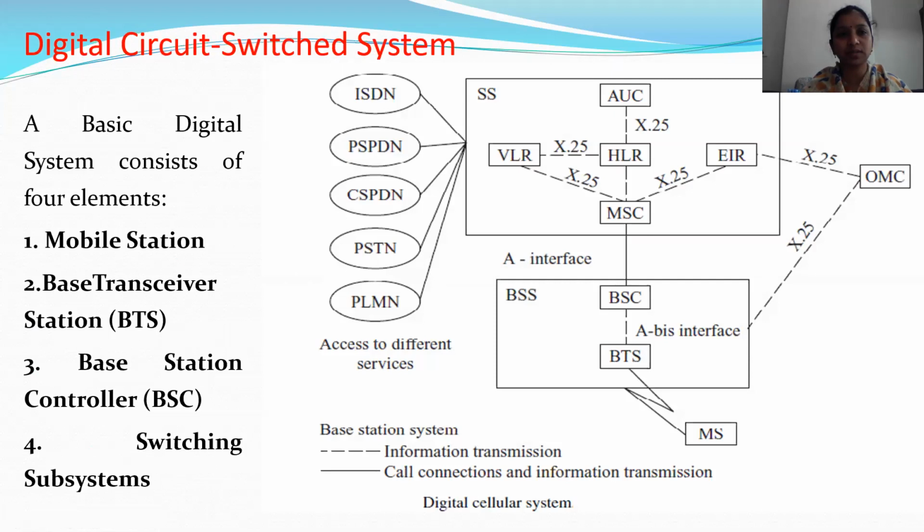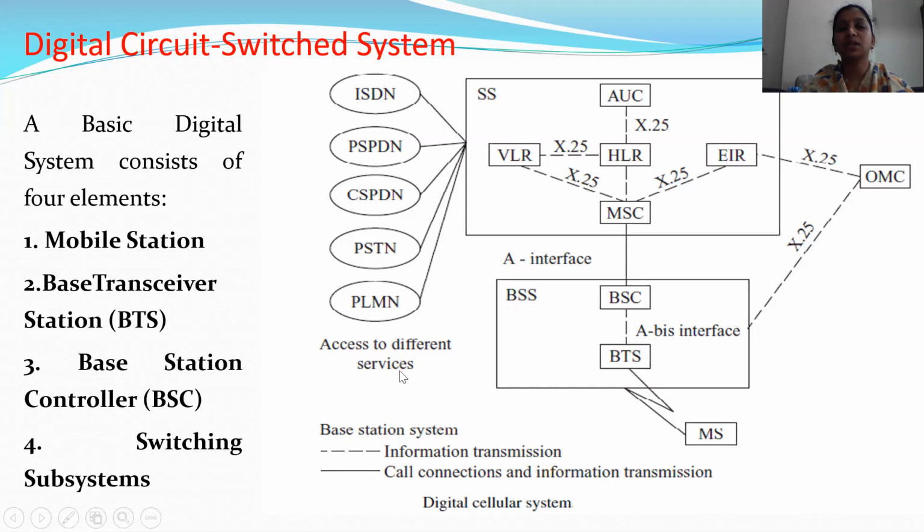Coming to the digital circuit switching system, it consists of mainly four subsystems: the mobile station, which you can see here; the base transceiver station; the base station controller; and the switching subsystem, the SS. The BSS, the base station system, consists of the base transceiver station and the base station controller. These four, the mobile station, base station controller, base transceiver station, and switching subsystem, are the main subsystems in the digital circuit system.